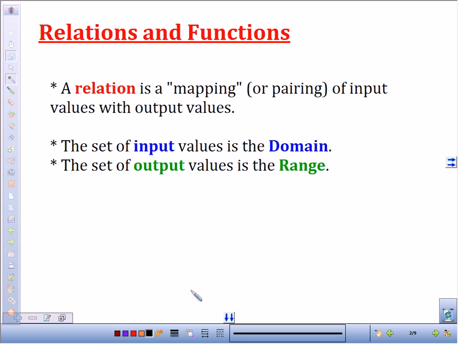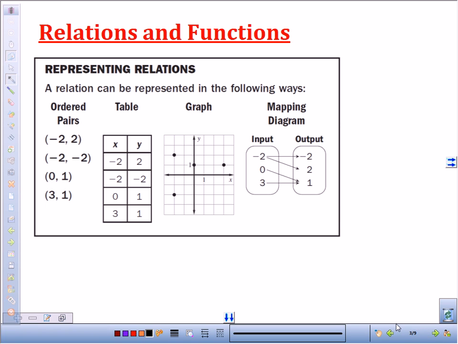Now, you might know the word domain because we use it when we're talking about X. And you might know the word range because we use it when we're talking about Y. And it shows up that way in relations and in functions. Now, there are a lot of different ways that we can represent a relation.